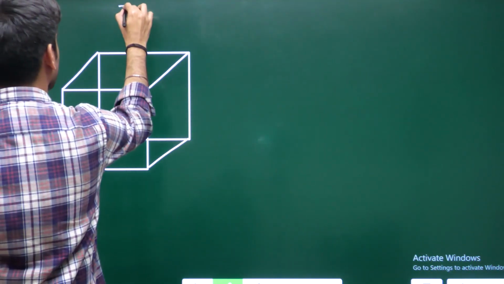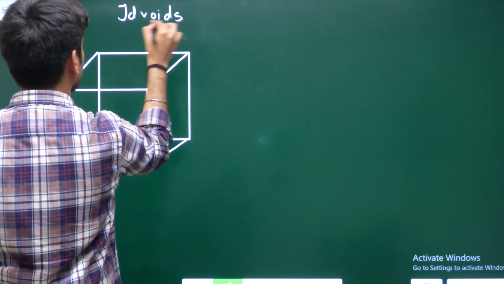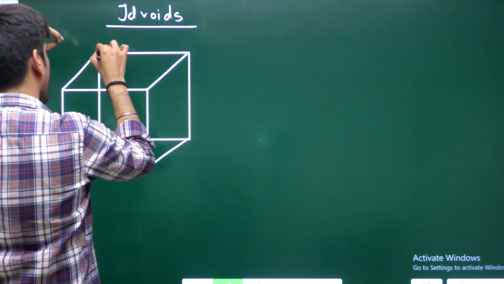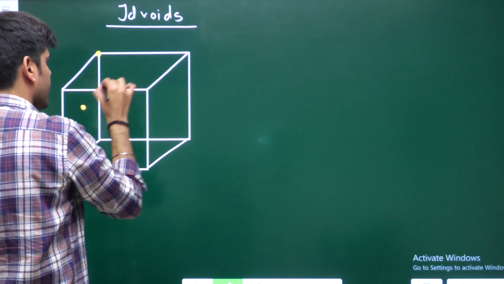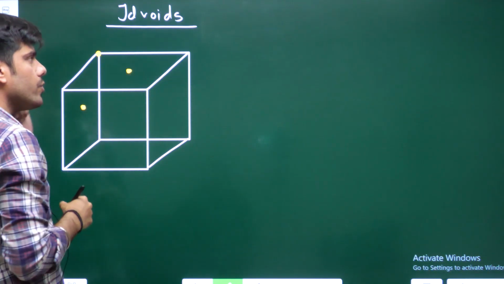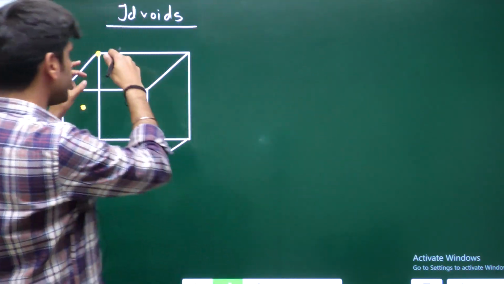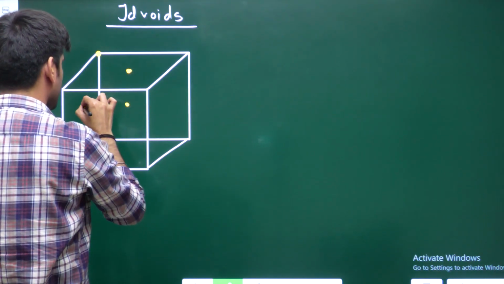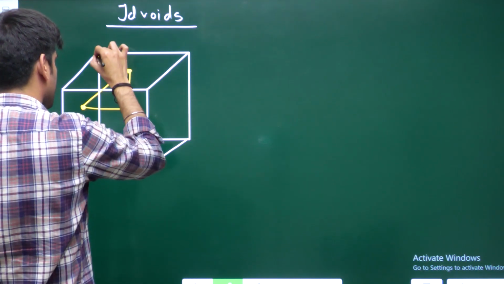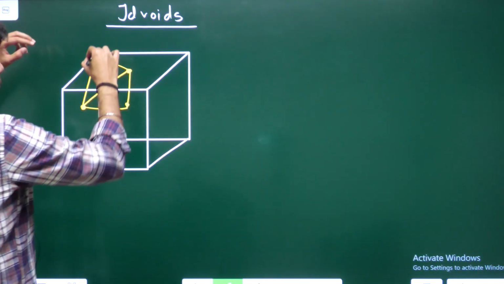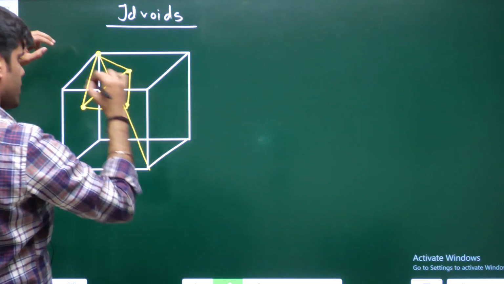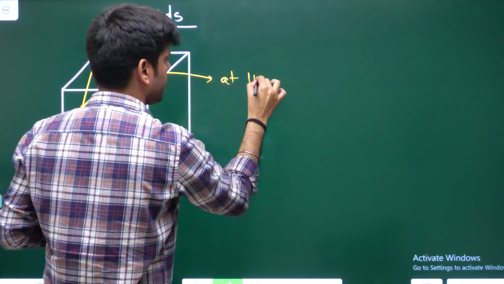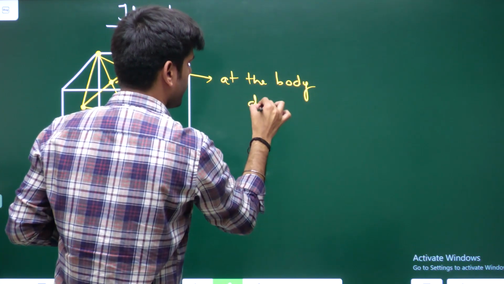Now, for tetrahedral voids, what I am doing is choosing this cornermost atom, and choosing 3 atoms at the face centers, adjacent face centers. You know that this cornermost atom is touching the atoms at the face centers. Now, this is your body diagonal. So one tetrahedral void is here, that is at the body diagonal.